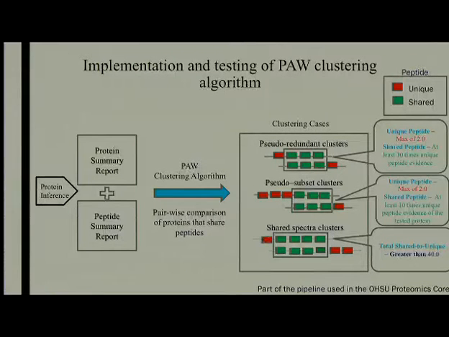And then finally, you have shared spectra clusters, and this is where if two proteins have a significantly large shared peptide evidence compared to the unique peptide evidence, then they're clustered together. So if their shared spectral counts is at least 40 times the unique peptide counts, then they're clustered together as shared spectral clusters. And whenever a pair of proteins are clustered together, they're present in a single entry, and the unique and shared peptide counts are computed again. This iteration goes on until a stable number of entries is obtained.